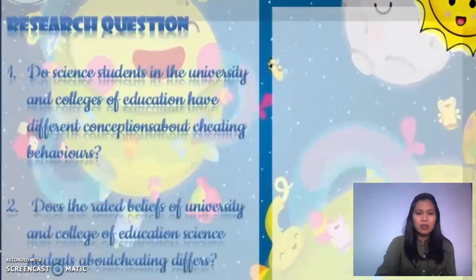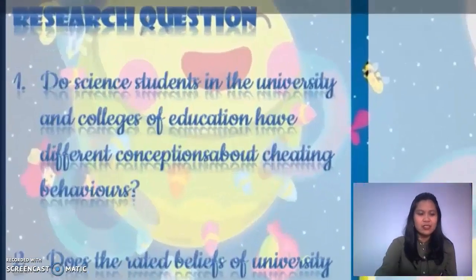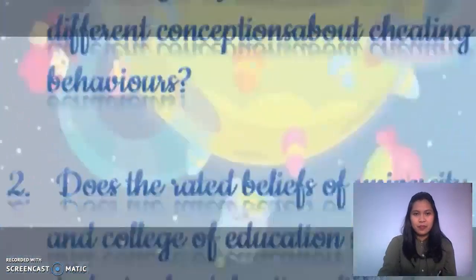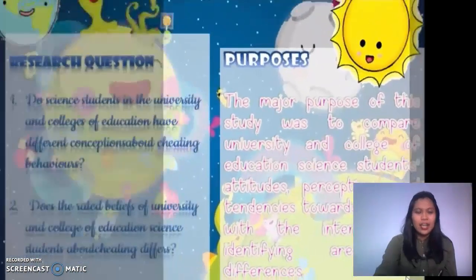Okay, this is about the research question. The first research question is asking about the different conceptions about cheating behaviors of university and college students. And the second one is asking about the rated beliefs of college and university students. Okay, the purpose of this research is to compare the different conceptions and rated beliefs about cheating behaviors of university and college students.